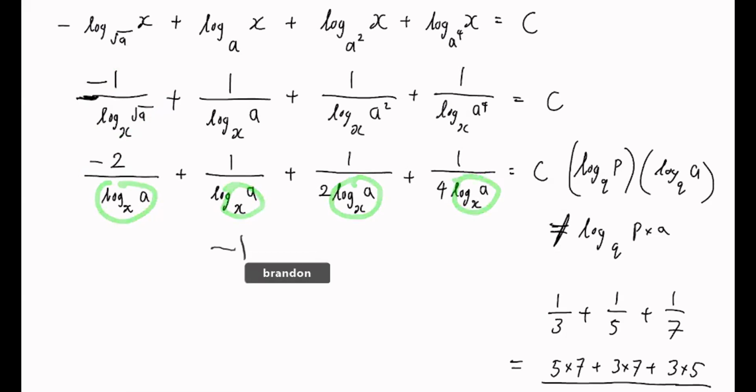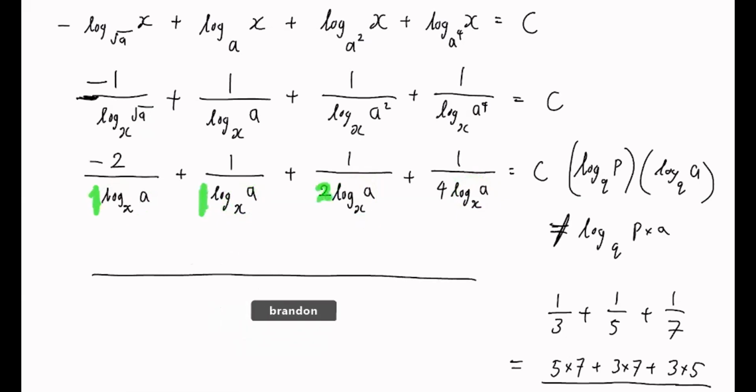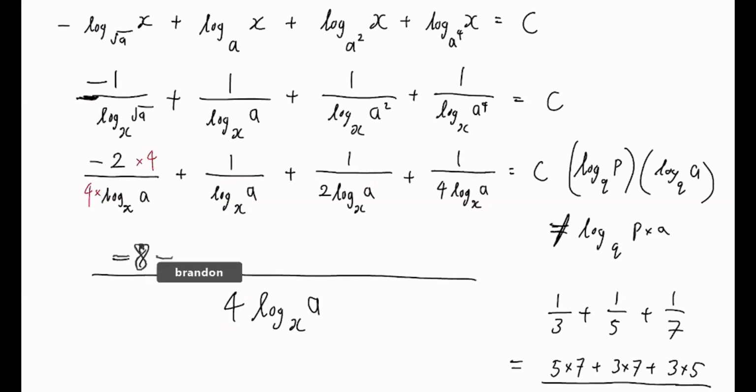So common denominator. There's a 1, there's a 1, there's a 2, there's a 4. What's the LCM of 1, 1, 2, 4? Just 4, right? So we're going to get 4 times log a base x. How do you get from a 1 to a 4? Times 4 on top and bottom. Then you get a -8. Next one, times 4 times 4, so plus 4. Next one, times 2 times 2, so plus 2. Next one, just plus 1. Equals c.